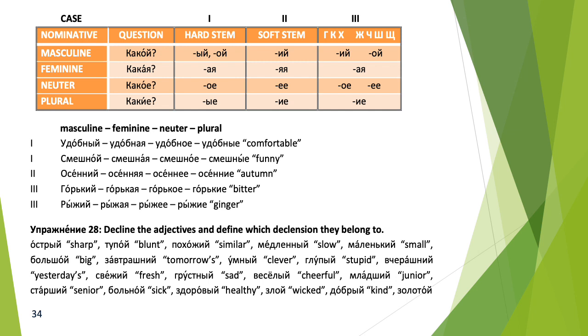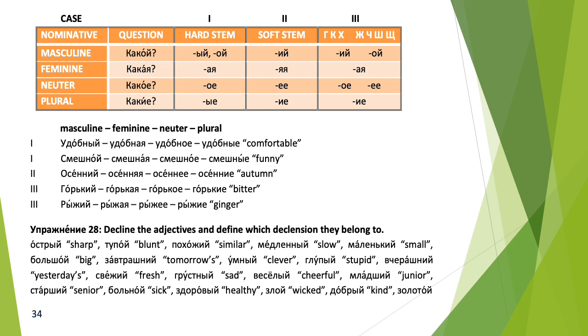Take a look at this table. You see three groups of adjectives here: hard stem, soft stem, and the third group, which is normally called a mixed group, here it's the ГКХЖЧШ group, because these letters define this group. Under the table you see examples.